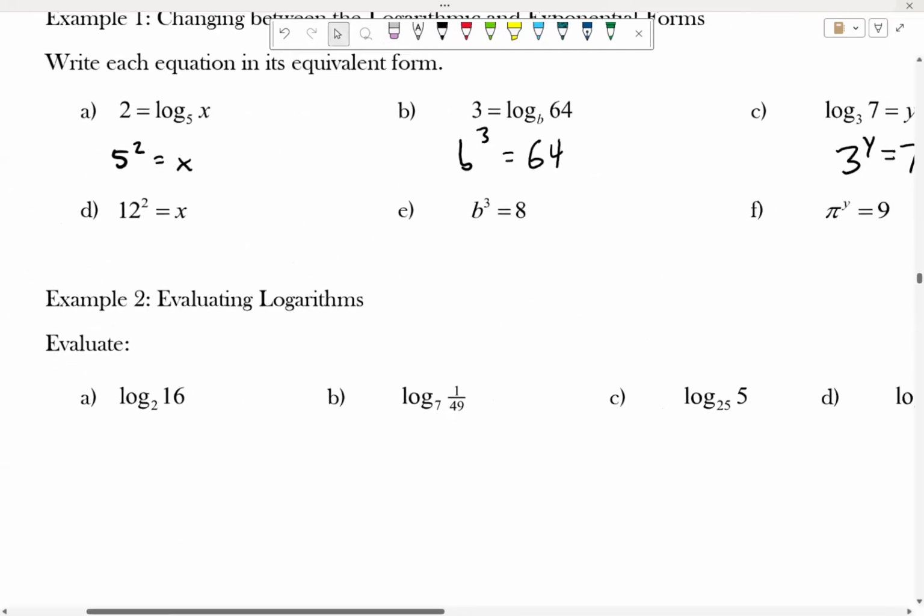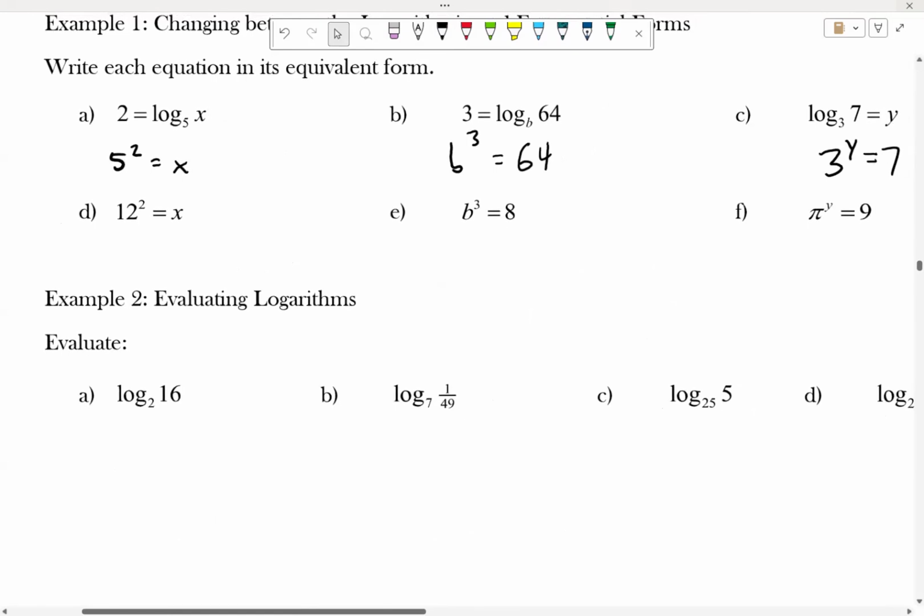So D, E, and F give you exponential. Please rewrite in logarithmic. I'm sure you could do that already. I'll call on 3 people in just a moment.